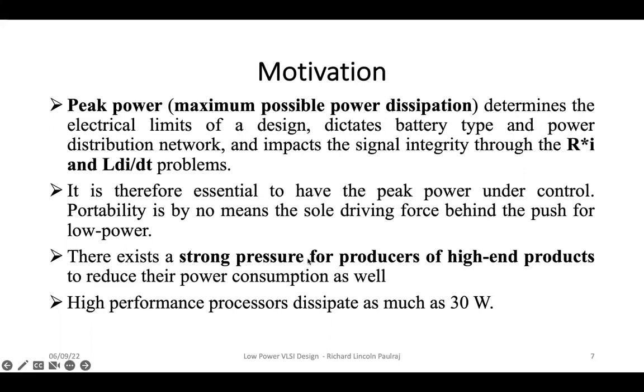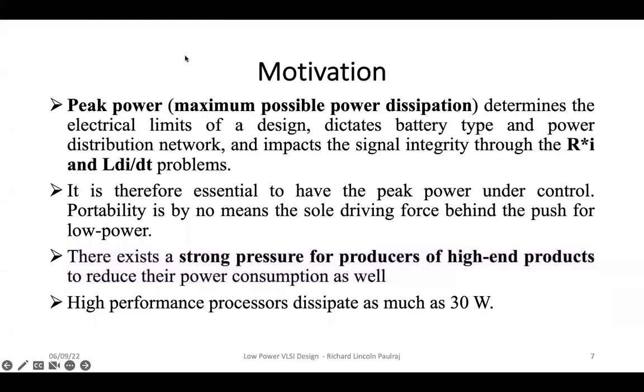So there exists a strong pressure for producers of high-end products to reduce their power consumption as well. This is where the challenge is, right? You just cannot escape the consumption of power. You should concentrate on power dissipation and make sure that your devices do not dissipate much. High performance processors dissipate as much as 30 watts. That's one of the reasons why most processors have fans on them, right? As these fans rotate, they vent out the heat that is being generated by the processor.